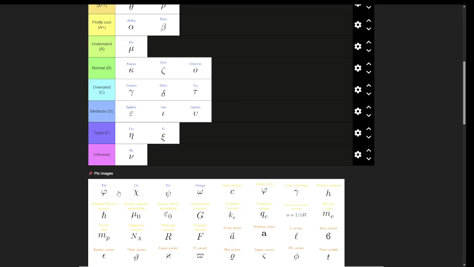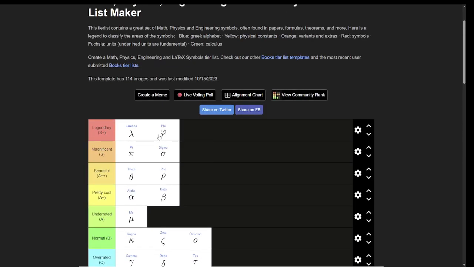Phi, the GOAT. The GOAT. It's not as good as Lambda, but it's right up there. Phi is going in S+ tier. You know we love it. We love Phi. You know, you got Phi in your wave functions. You got Phi when you're writing your Schrodinger's equations.